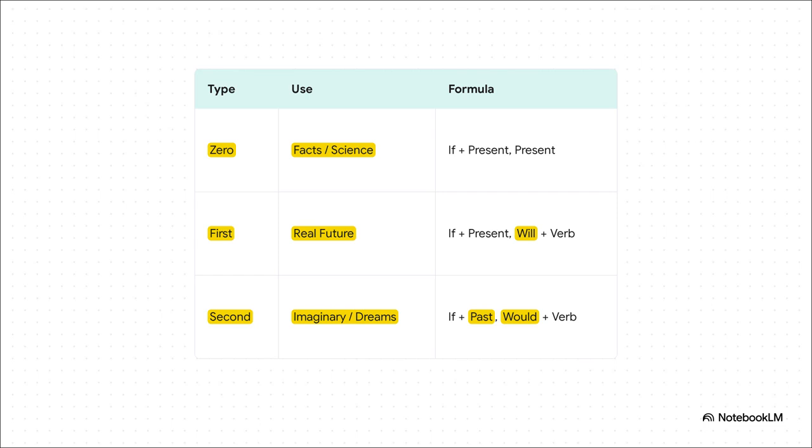For facts, you use the zero conditional, present plus present. For real future plans, you use the first conditional, present plus will. And for those imaginary dreams, you use the second conditional with that special fake past plus would. Fact, plan, dream. And now it's your turn to try. Think about your life. What's one fact, one real plan, and one dream you have?